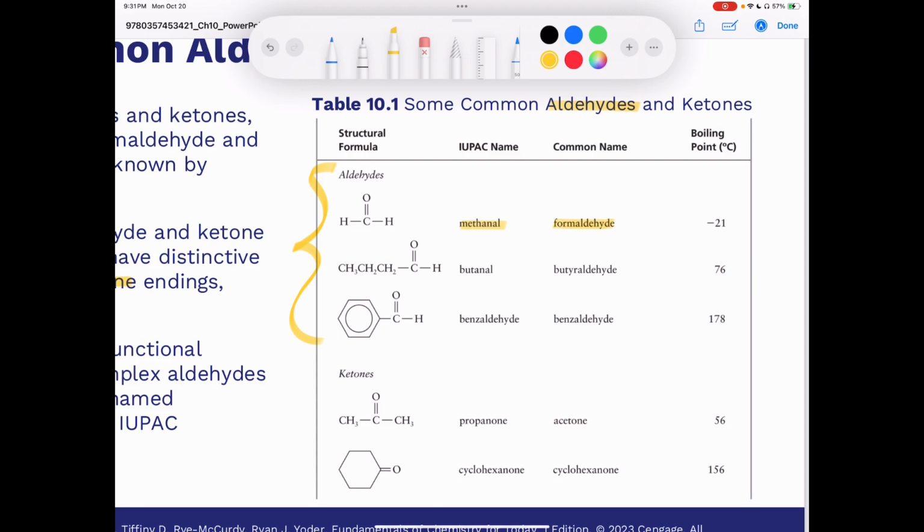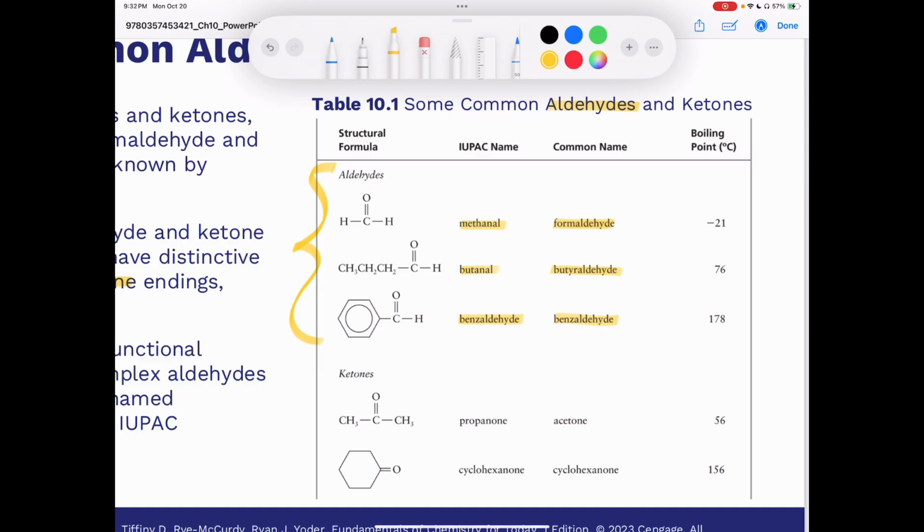If we were to have four carbons, it would be not butane, but butanal. And the common name for that can be kind of confusing for students, but you go from butanal to butyraldehyde, right? They sound kind of similar in a way. Then we have benzaldehyde, and its common name is also benzaldehyde.